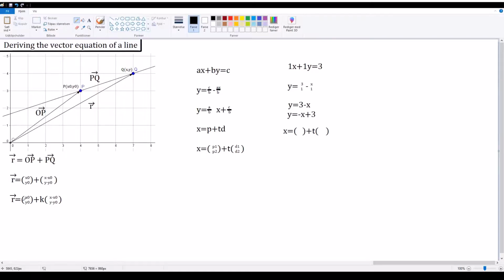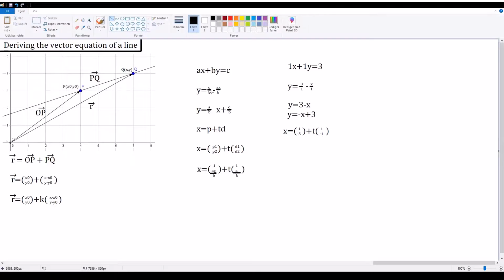And essentially, k is a scalar, which can help you put vector r pretty much anywhere on the line. Because vector PQ is the vector equation for the line, and vector PQ can be wherever you want it to be on the line. So this scalar is the tool you use to place vector PQ wherever you want it to be on the line.